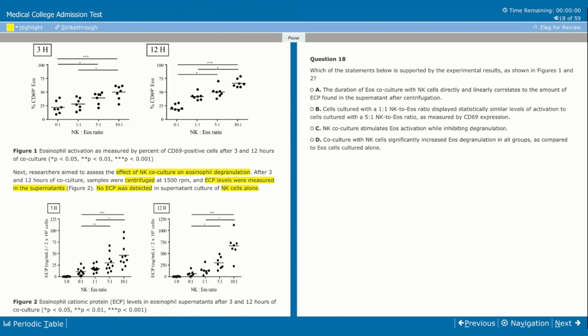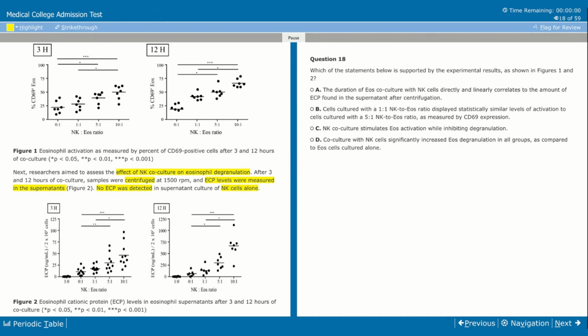All right. Answer choice B, cells cultured with a 1-to-1 NK to eosinophil ratio displayed statistically similar levels of activation to cells cultured with a 5-to-1 NK to eosinophil ratio as measured by CD69 expression. All right, so now we're talking about figure 1, which is where we're talking about CD69 expression. So 1-to-1 versus 5-to-1, and they don't give us time here. So let's just look at one of the graphs for now. The 3-hour one we'll stick with.